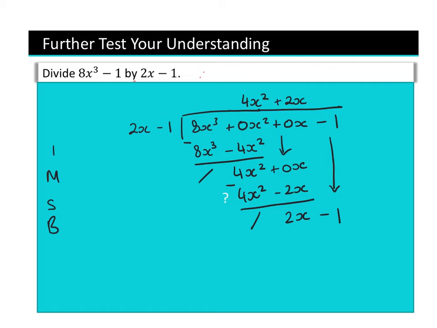2x multiplied by what is 2x? It's 1. We now multiply. 2x times 1 is 2x. 1 times minus 1 is minus 1. Now I'm going to subtract. 2x minus 2x is 0. Minus 1 minus minus 1 is also 0. So our quotient is in fact 4x squared plus 2x plus 1.